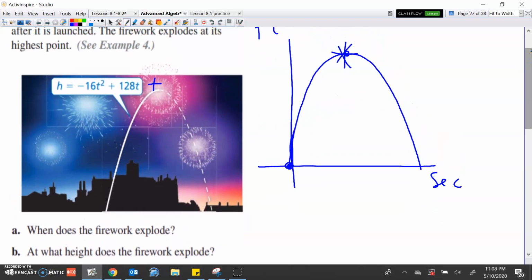All right, part A, when does the firework explode? So what do they really want you to find? That topmost maximum point, which is our vertex. You're going to do the axis of symmetry and then apply that, sub that in for your vertex. And then what height does that firework explode? Well, our vertex, the x-coordinate tells us the seconds, the y-coordinate tells us the feet in the air. So really, for the second part, they want to know how high is it? What are your feet in the air?